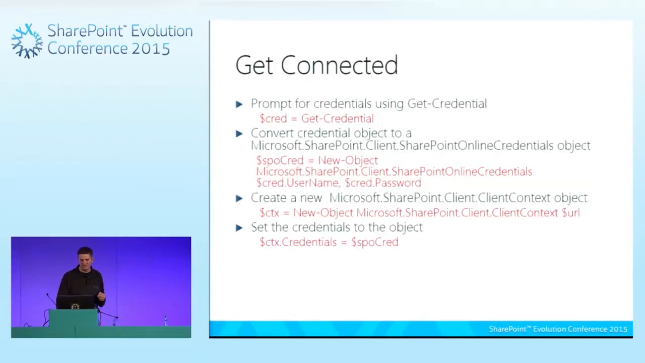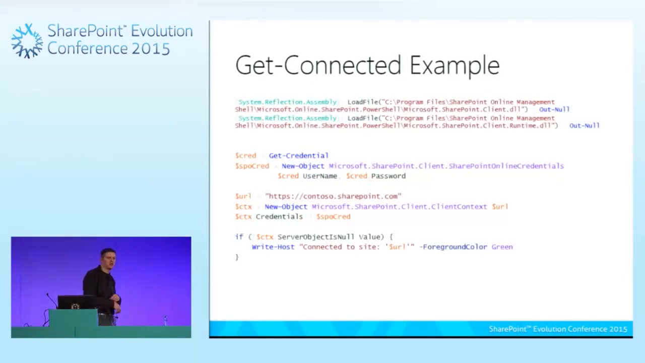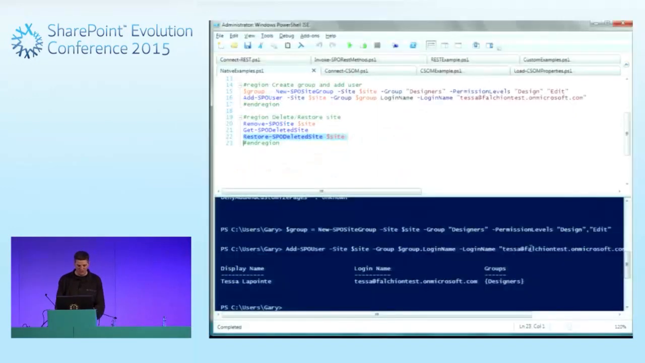Actually, sorry, once you provide the credentials to that object, then you're connected. There's no execute or anything you need to do. That establishes the connection. And just like with the online management shell, it's not a live connection. It went out, got a token, and stored it locally in a variable. So here's an example of running that. Let me show you the live example.